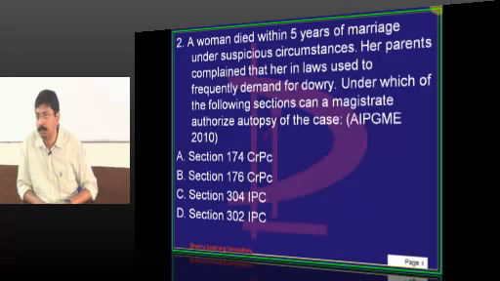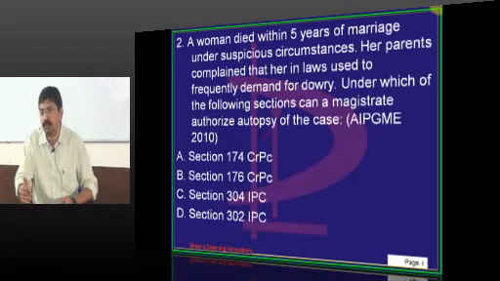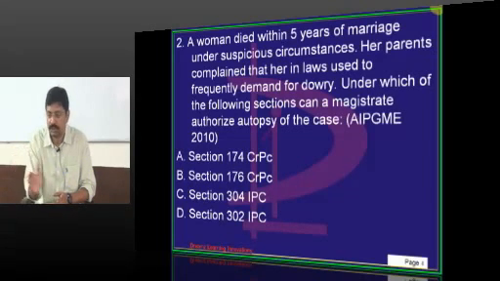CrPC is Criminal Procedure Code. When an offence occurs, how the authorities should proceed, it is like a book telling them what they should do when there is a dowry death, who should conduct the inquest, who is authorized to order autopsy, and what is the procedure of investigation.